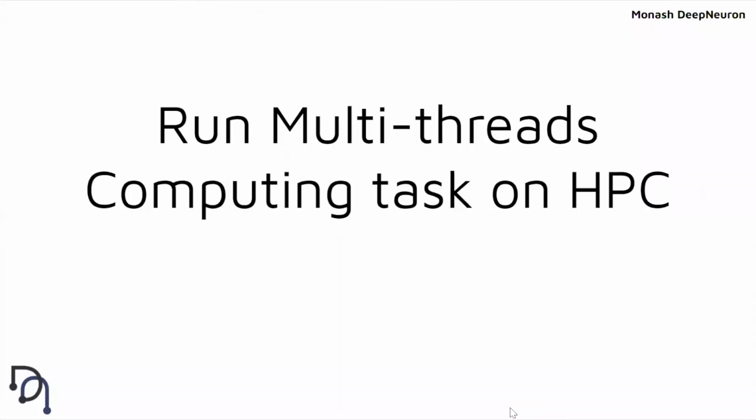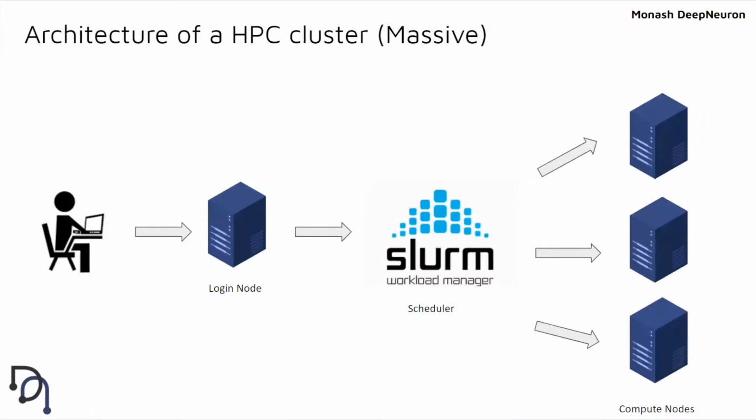Run multi-thread computing task on HPC. The key in HPC is to write a parallel computing code that utilizes multiple nodes at the same time. Essentially, the more computers, the faster your applications run. In this video, we'll be using sbatch to run your parallel code on compute nodes.